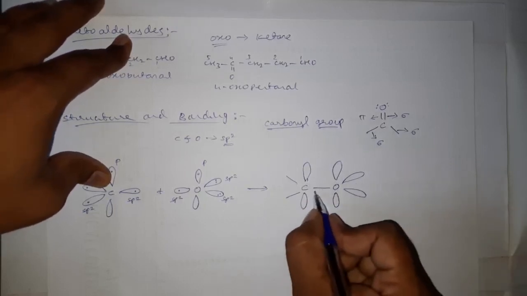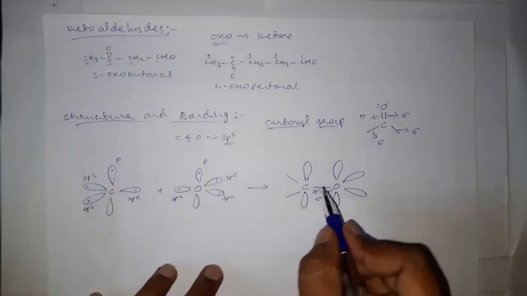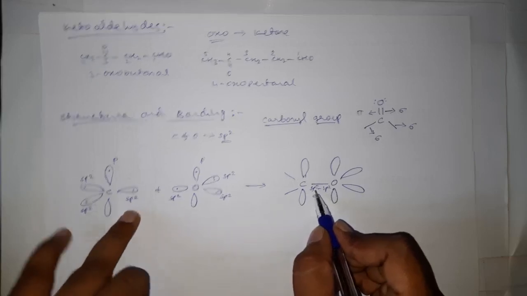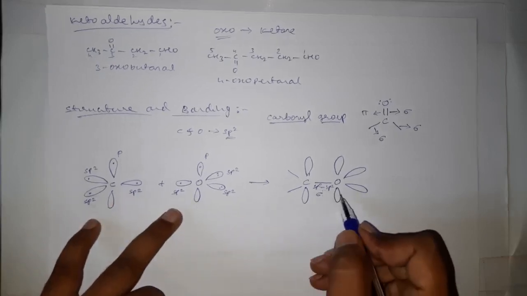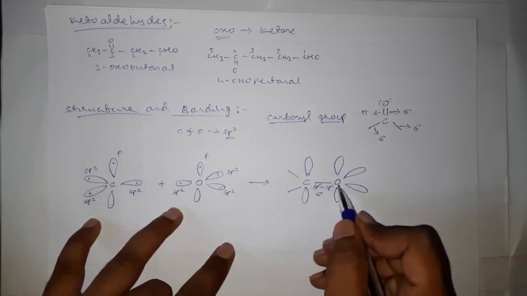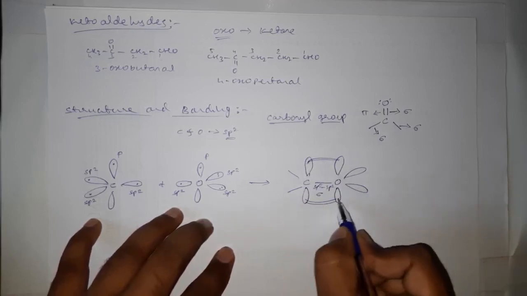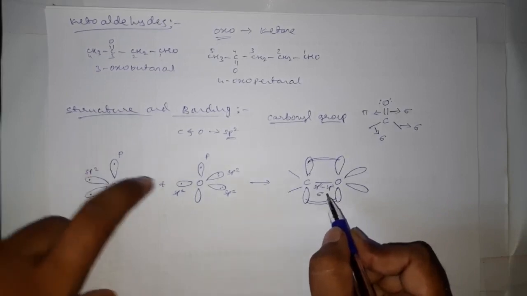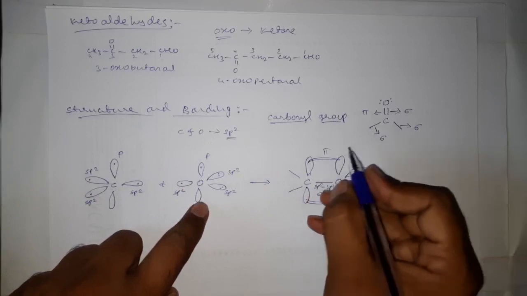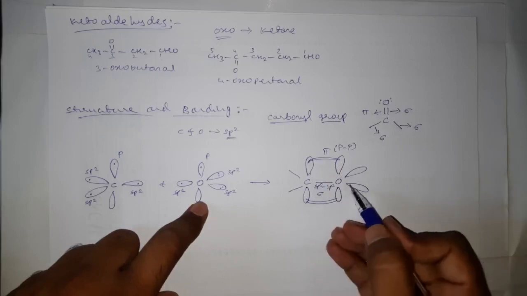Okay, this is an sp2-sp2 sigma bond. The sigma bond which is formed between the carbon and oxygen is by the overlapping of the sp2 hybrid orbital of carbon with the sp2 hybrid orbital of oxygen. Okay, then the pi bond which is formed between the carbon and oxygen is by the overlapping of the unhybridized p orbital of carbon with the unhybridized p orbital of oxygen. This is the pi bond, which is formed by the side-by-side overlapping of p orbitals of carbon with oxygen.